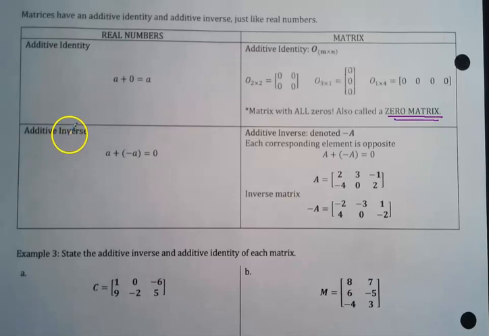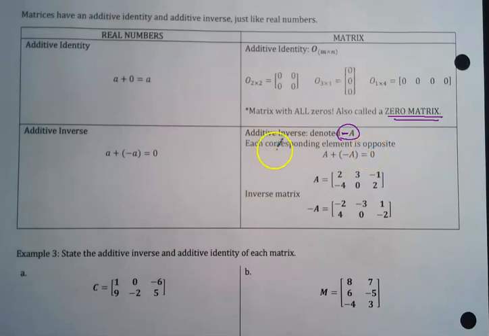Okay, the additive inverse then says if we take any number and we add its opposite, then it equals 0. So 3 plus negative 3 equals 0. 7 plus negative 7 equals 0. The same premise stands for matrices. The additive inverse is denoted negative A. Notice it's got the negative in there, and each corresponding element is opposite. So we have our matrix plus our opposite matrix, or our additive inverse matrix, equals 0.